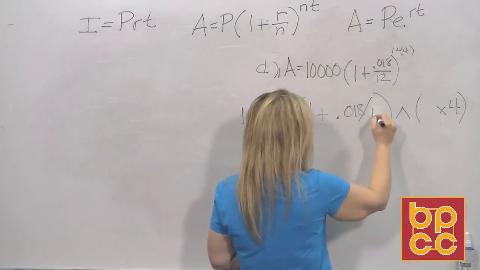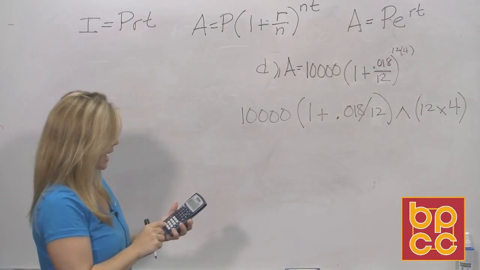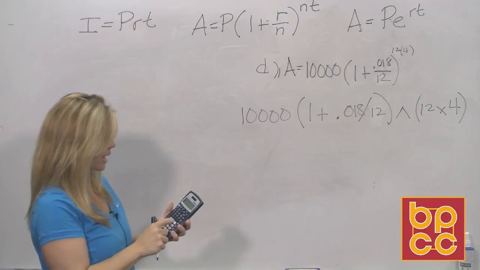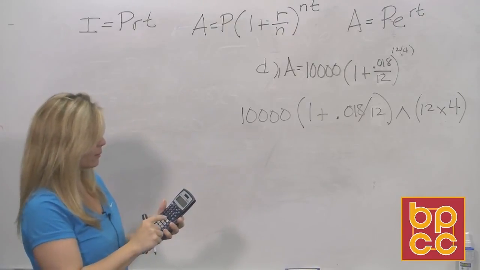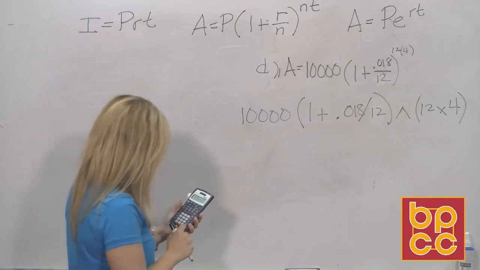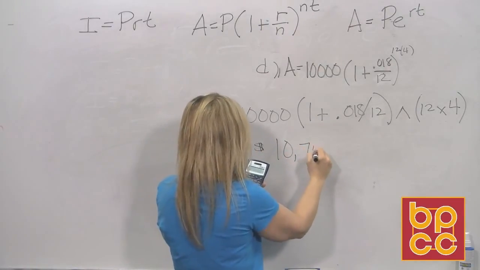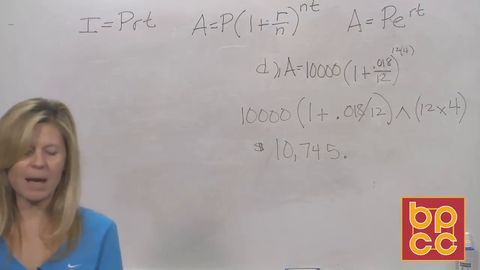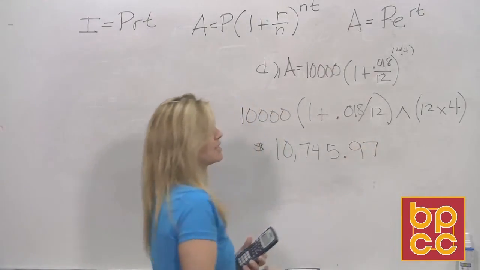So what I read is what I type in my calculator. Let's do it together: 10,000, open parentheses, 1 plus decimal point 018 divided by 12, close parentheses, hit the caret, open parentheses, 12 times 4, close it, hit equals. Okay, I now get $10,745. And we know it's money, so we're going to round it to the nearest penny. I see 97 cents with a 3 behind it, so it's going to say 97 cents.